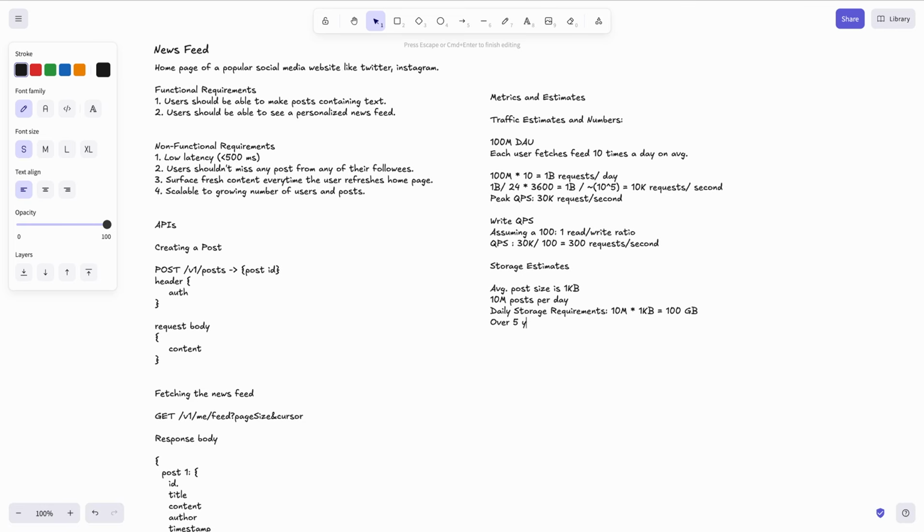And over 5 years, we would roughly need 10 GB per day times 365 days per year times 5, and this roughly comes out to be 200 TB of storage for posts.